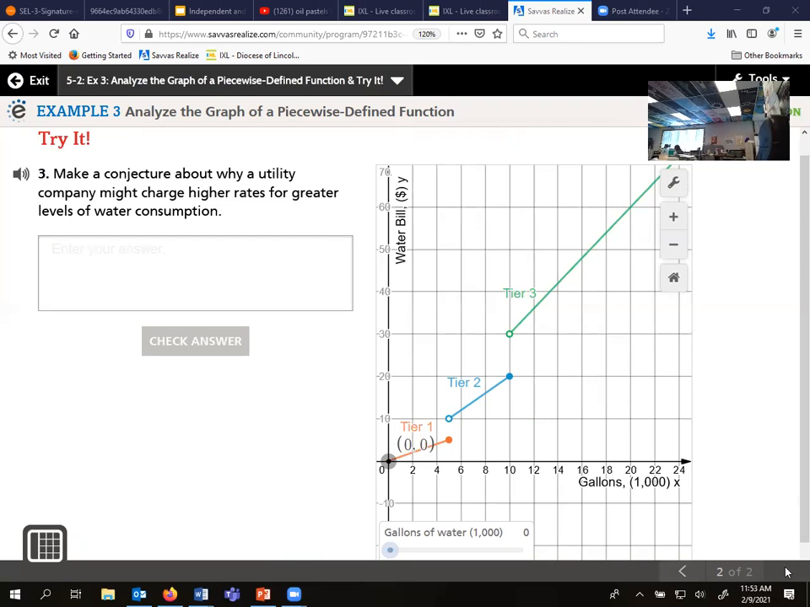Okay, the more that something gets used, what's likely to happen to it? Break. So the more water you use, the more it actually wears down the stuff underground. The more it wears the pipes in your house, the more likely things are to break. So they're kind of using that money as a way to save up for something bad.